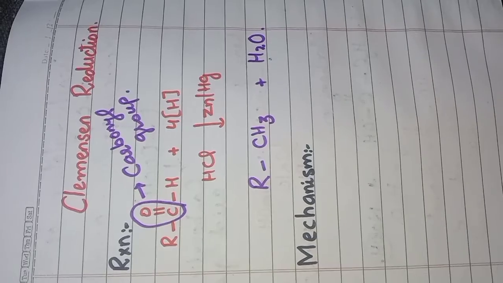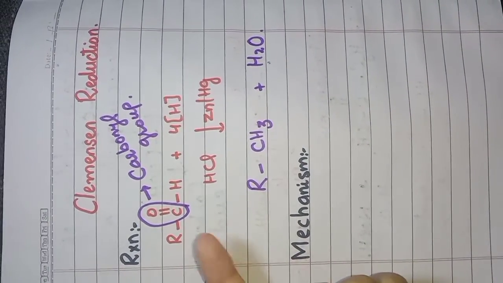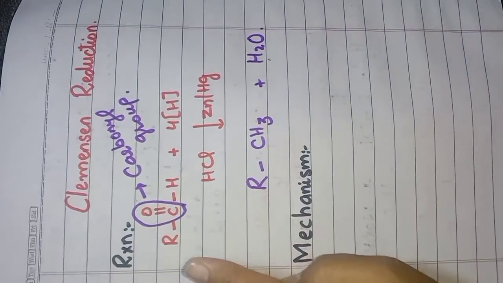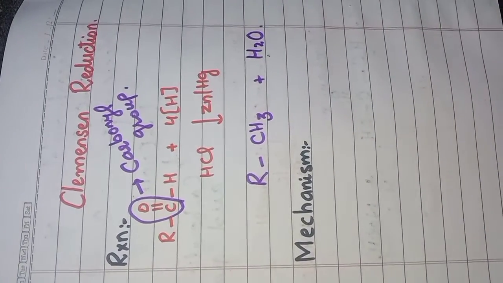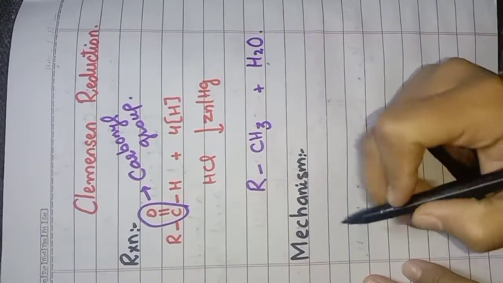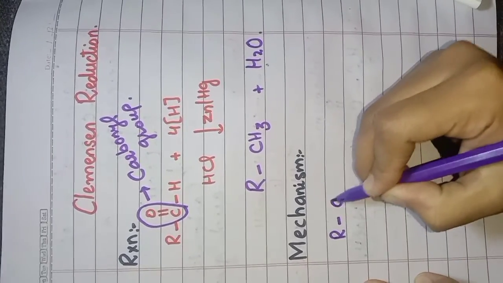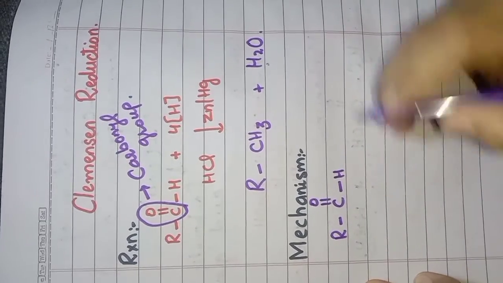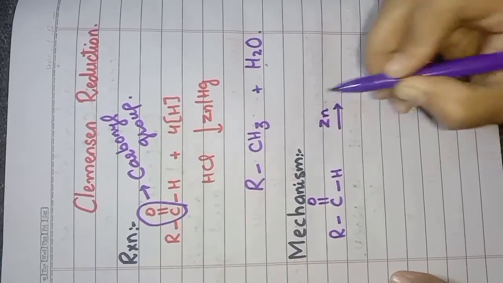In Clemmensen reduction, we take an aldehyde or ketone, because both of these have carbonyl groups in their structural formulas. So let's derive its mechanism. Here is the carbonyl. I'm taking an aldehyde here, in the presence of zinc.